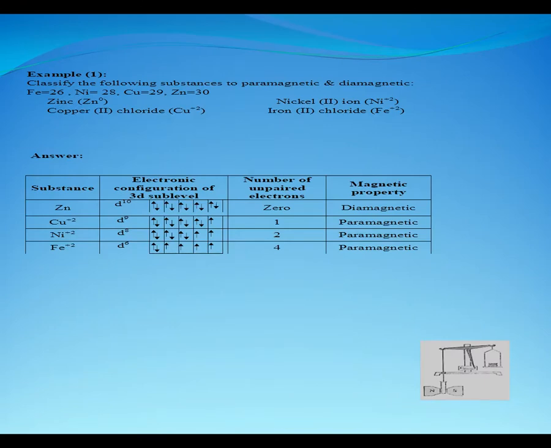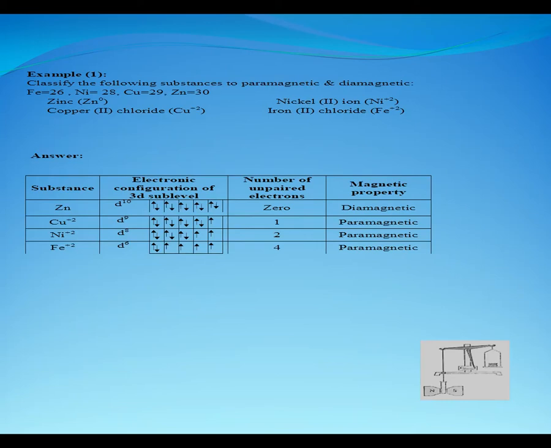For example, classify the following substances into paramagnetic and diamagnetic. We have iron, nickel, copper, and zinc. So we're going to write the electronic configuration for the 4 elements. Zinc, for example, the zinc atom. We have the electronic configuration argon 18, 4s2, 3d10, which means that the number of unpaired electrons equals 0, and therefore it's a diamagnetic material.